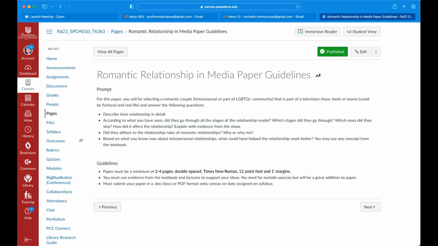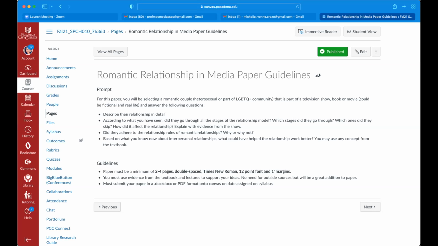Once you have selected that couple, you're actually going to tell us about the relationship in detail. So you're going to tell us how their relationship developed, what was it like? Do you think it's a healthy relationship? Do they get along well? So tell us a little bit more about the couple and how they interact with each other and how their relationship takes place. So that's going to be question number one.